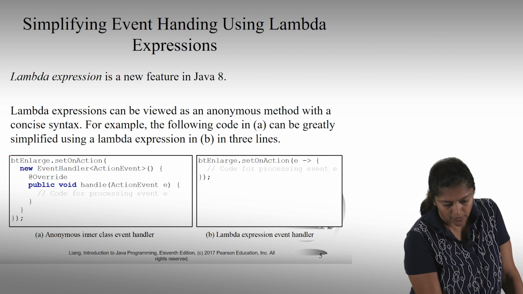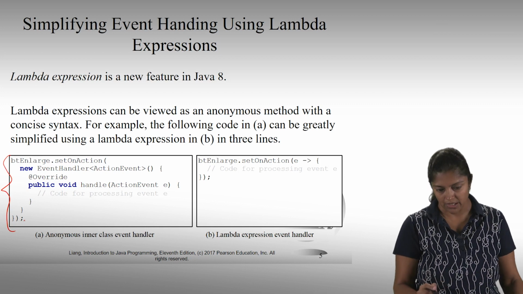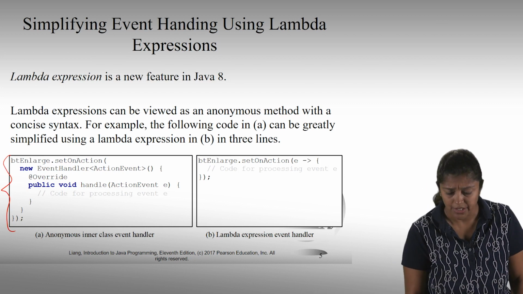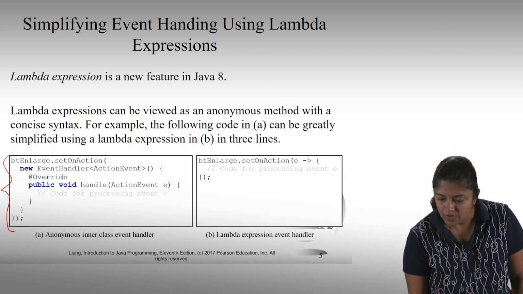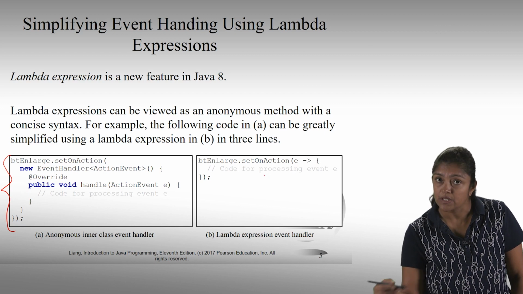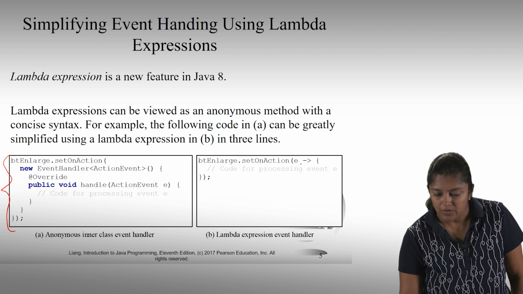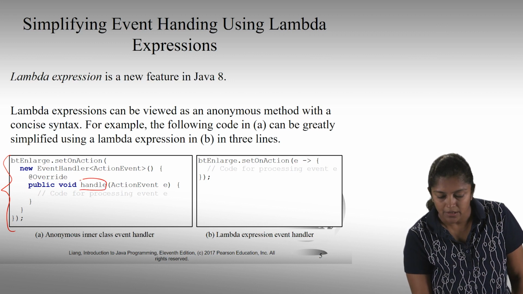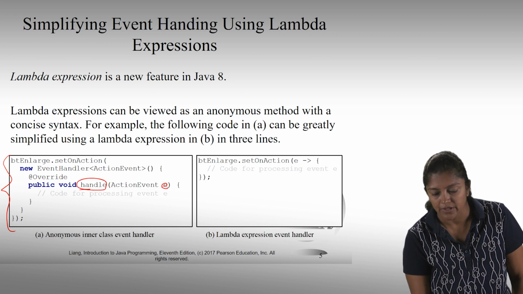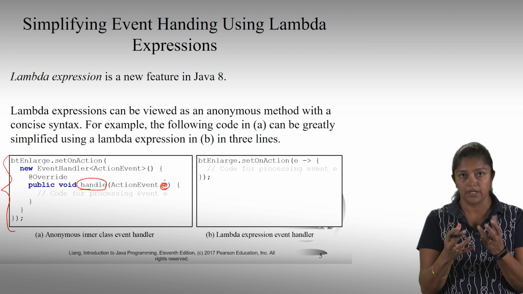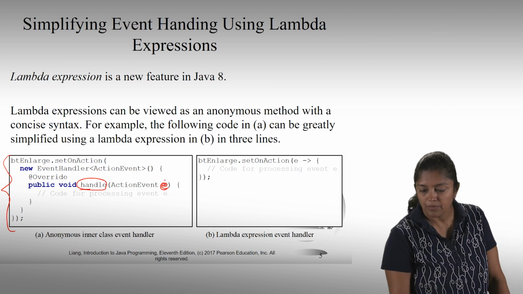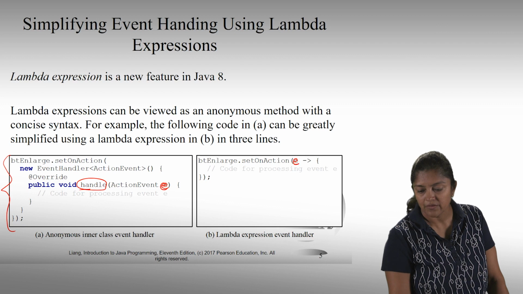So earlier we saw how you can create an anonymous inner class to do the registration of a listener. What the corresponding lambda expression for it would be: to the handle method, we are basically passing the event object that got generated when the event occurred. So all we need to specify is that event object.